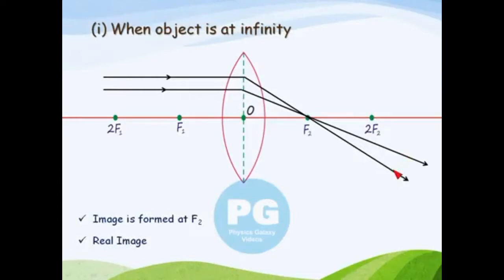Since the two refracted rays actually meet at this point, we say the image formed is a real image, and the size of the image is highly diminished. Or we can say the image is point-sized.